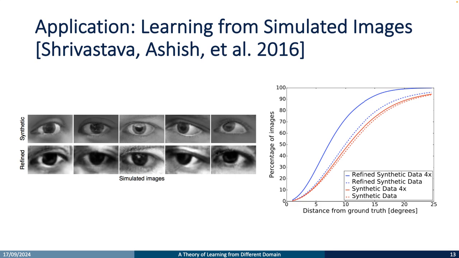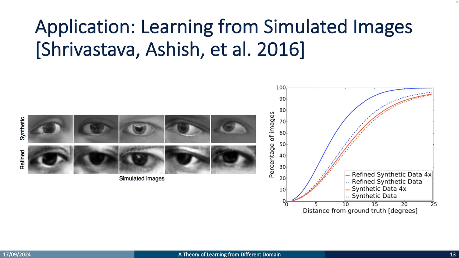This is due to the large difference between the features in the source and target domains. The solid red line represents the performance of the model trained on 4 times more synthetic data. This only slightly improves performance, since increasing the number of samples reduces the generalization gap within the same domain, but does not reduce the gap between different domains.